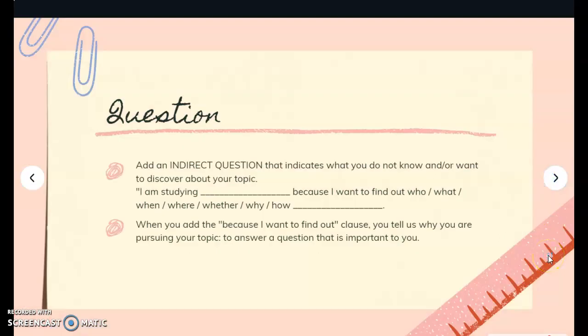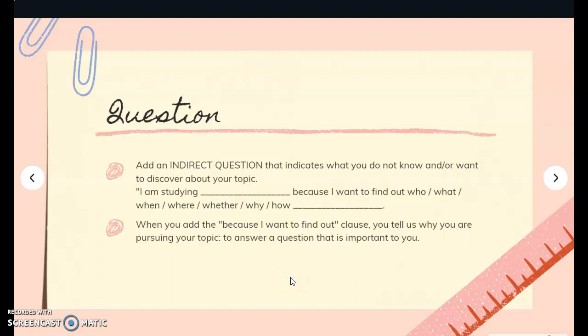Then you're going to add a question. This is the Q part. So you've done the topic, this is the Q, the question. You're going to add an indirect question that indicates something that you don't know, something that you want to figure out. So this is going to be the sort of, I am studying blank because I want to find out blank. Okay, and you'll want to use these sort of question words.